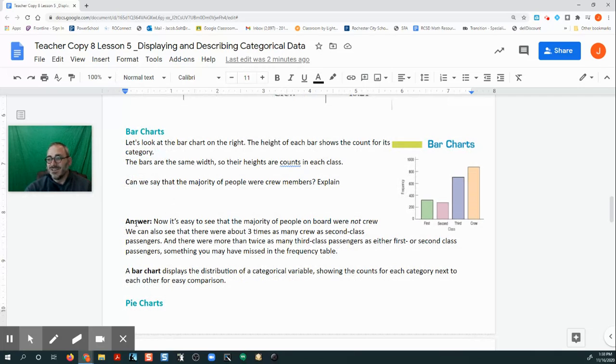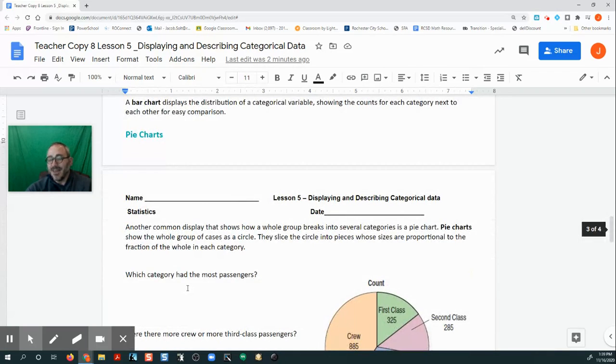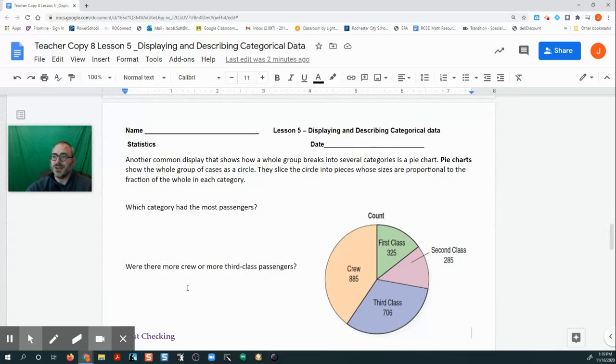So the answer is, now that it's easy to see, the majority of people on board were not crew. We can also see that there are about 3 times as many crew as second class passengers, and more than twice as many third class passengers as either first or second class passengers, something we might have missed just looking at the frequency table. The bar chart displays the distribution of a categorical variable, showing the counts for each category next to each other for easy comparison.